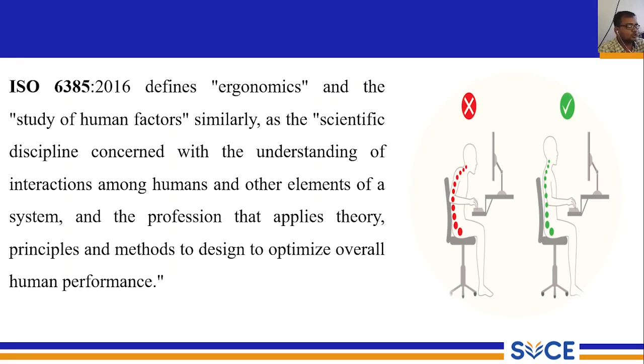We also have an ISO definition. The ISO number is 6385, released in the year 2016. It says ergonomics is a scientific discipline concerned with interaction among humans and the elements of a system, through which you apply theory, principles, and methods to optimize overall human performance, which is almost the same definition given by the Indian Ergonomics Association.